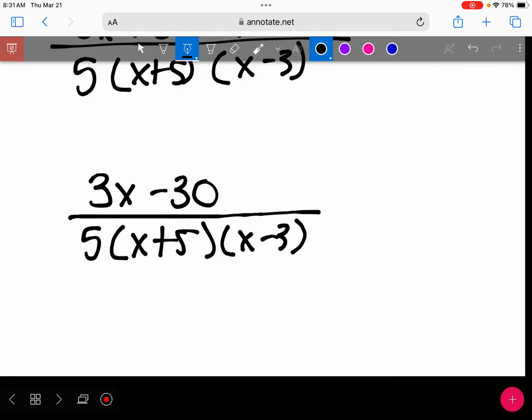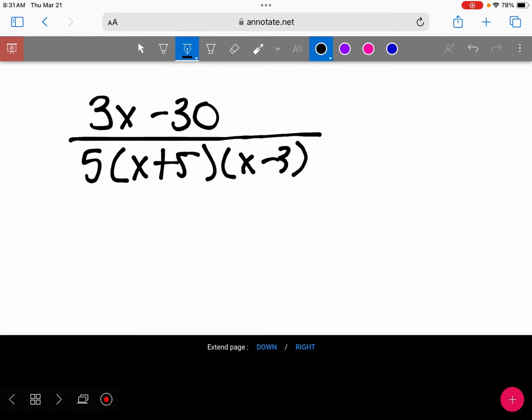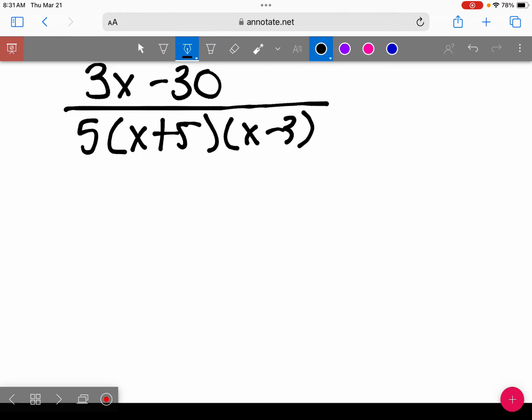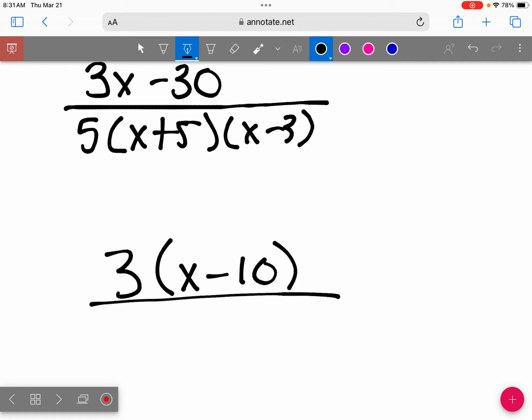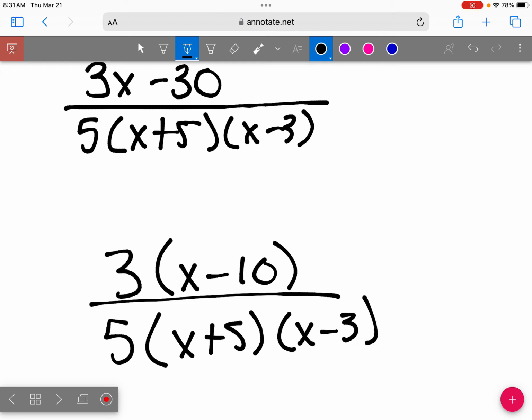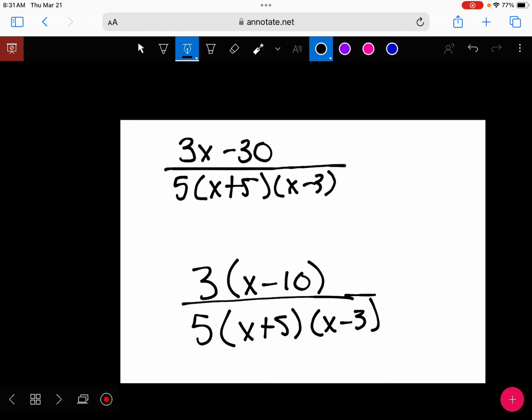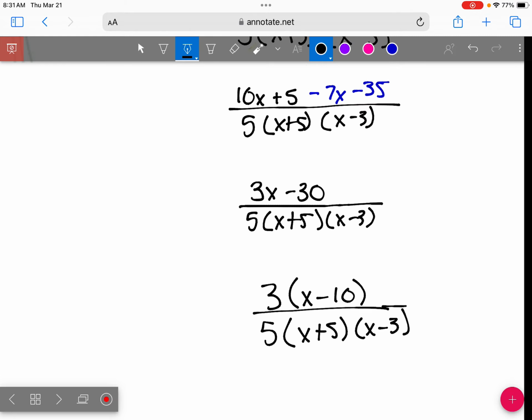And then I encourage us to look at this again and see if we can simplify this even a little bit more. Is there anything I can factor out of my numerator to see if things will cancel out? A 3. I can rewrite this as 3 times x minus 10 over 5, x plus 5, x minus 3. I can't simplify anything here. Nothing cancels out. It is very, very rare that things do, but it can happen, so it's always a good idea to check.